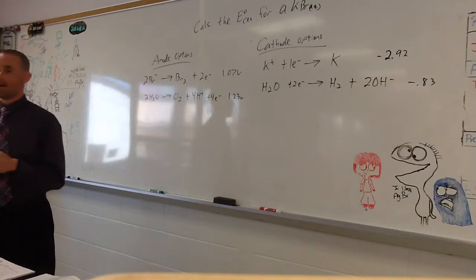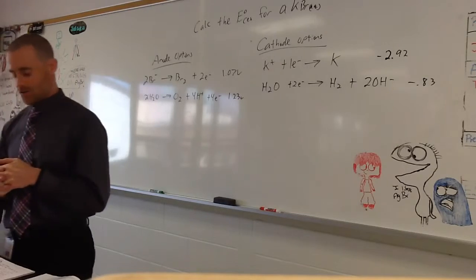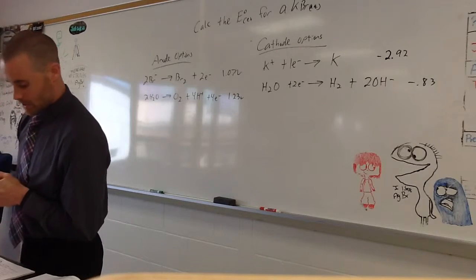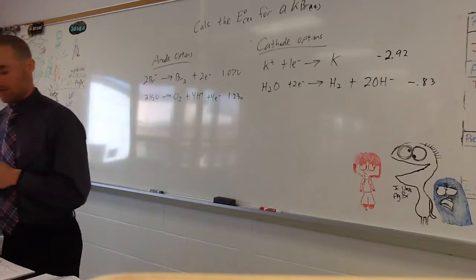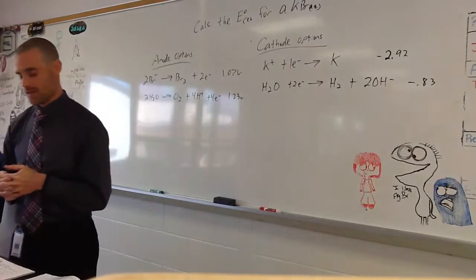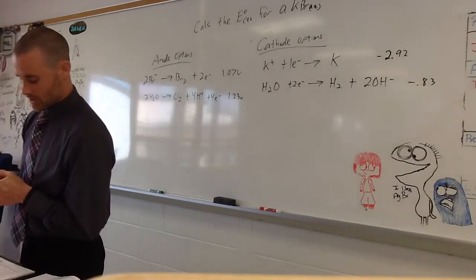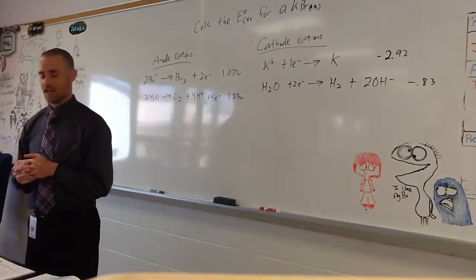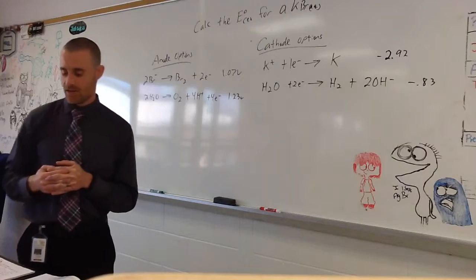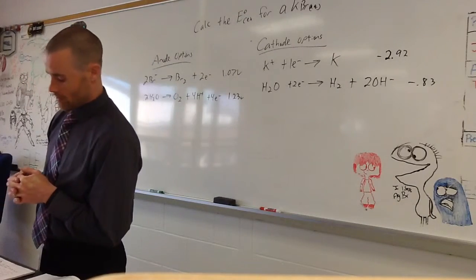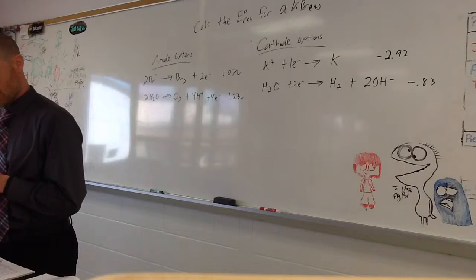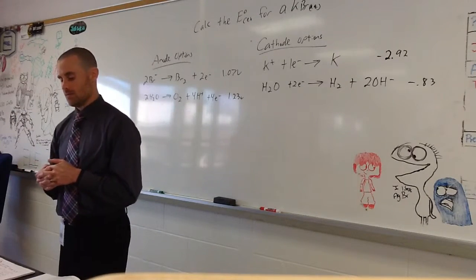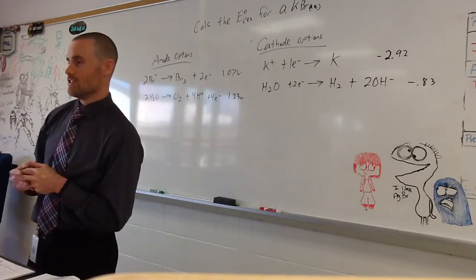Here we go. I'm going to read what I have in my notes. Listen carefully. Clear your mind. Try and follow me. The more positive the reduction potential, the better the cathode or reduction. The more negative the reduction potential, the better the anode or oxidation. Let me read that again. The more positive the reduction potential, the better the cathode or reduction. The more negative the reduction potential, the better the anode or oxidation. Now hold on one second.